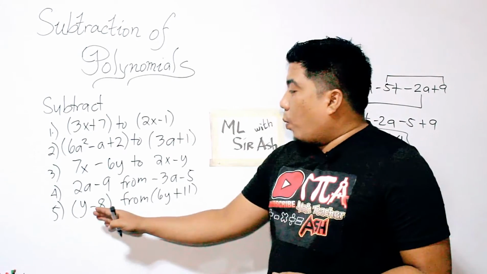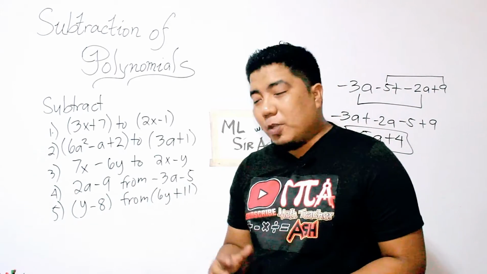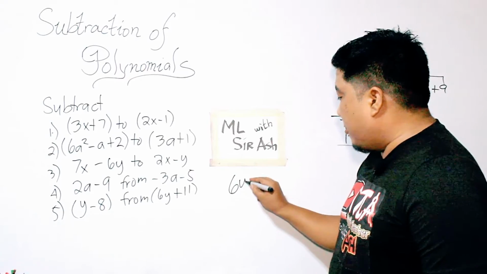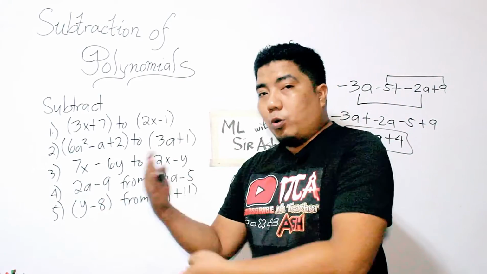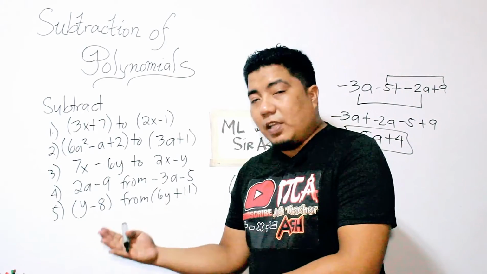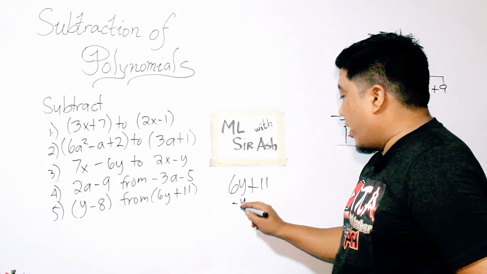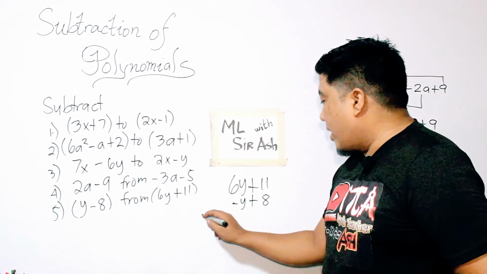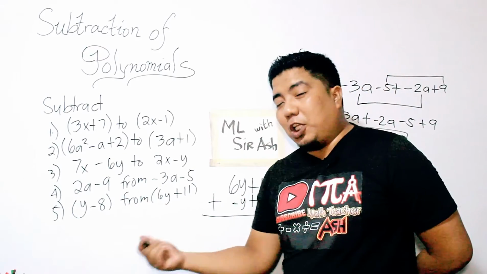We have subtract y minus 8 from 6y plus 11. So in this case, this will be our minuend. So let's copy that one. And this will be our subtrahend. So the opposite or the additive inverse of y minus 8 is negative y plus 8. Easy, right? And then we will go to addition or proceed to addition.